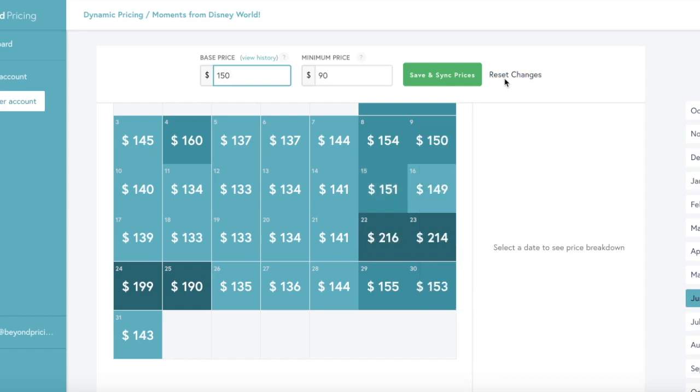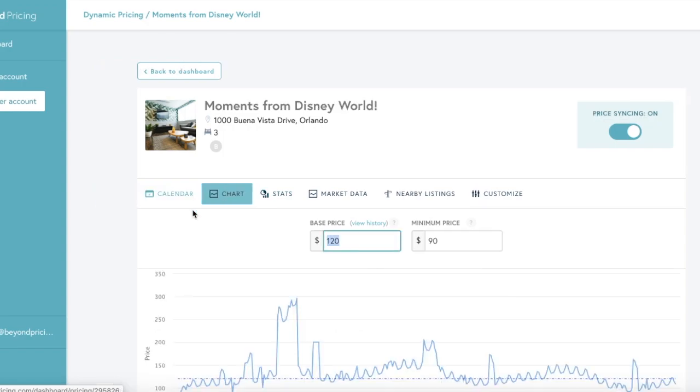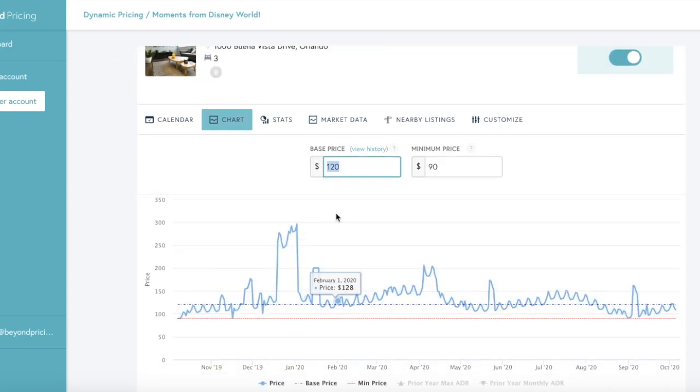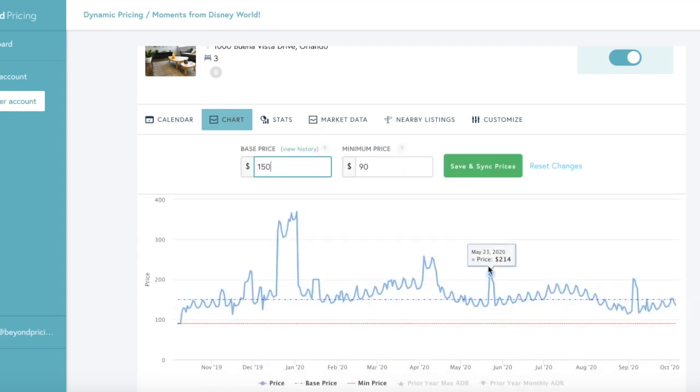We recommend setting your base price in the Chart View tab for your listing. Here you can easily see the impact that changing the base price has on every day for the next year. We recommend setting a base price that emulates what you have been doing with your pricing, but generally goes a little bit higher during periods of high demand and lower during periods of low demand.